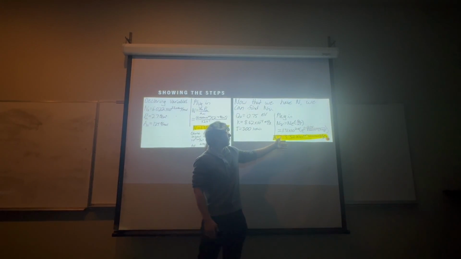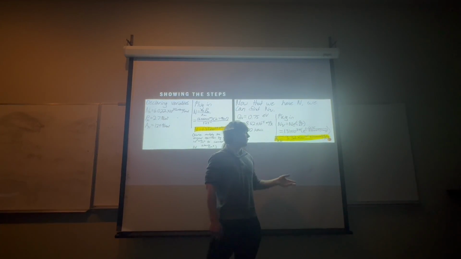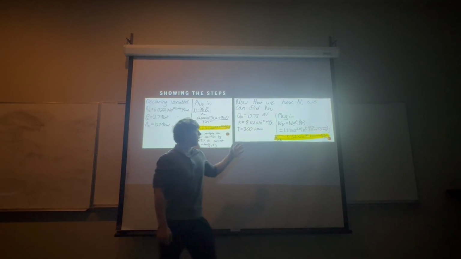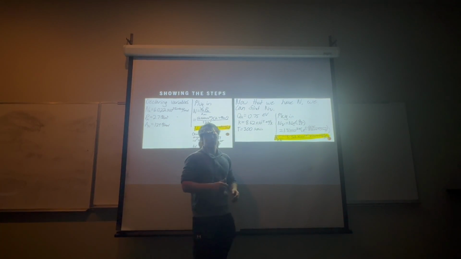Once you plug in all the values, we found that around 3.32 times 10 to the 15 vacancies per meter cubed were found within aluminum at room temperature. And that number of vacancies will only go up as the temperature increases.